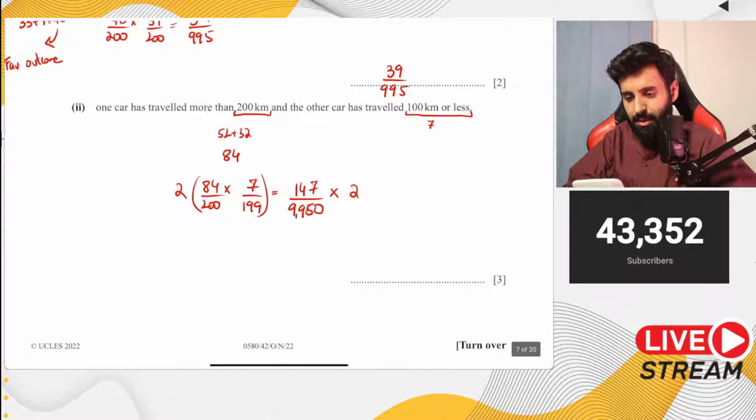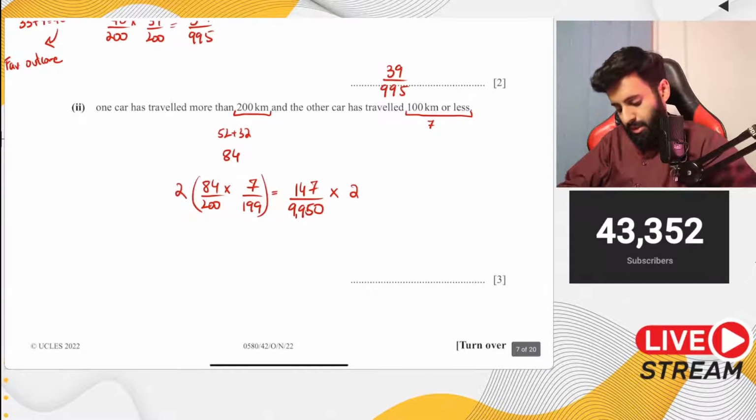147 divided by 9950 times 2. So that's 147 divided by 4,975.